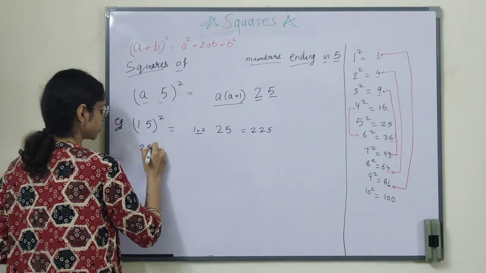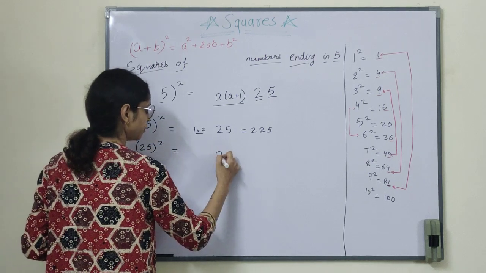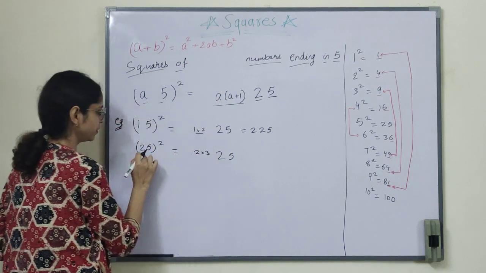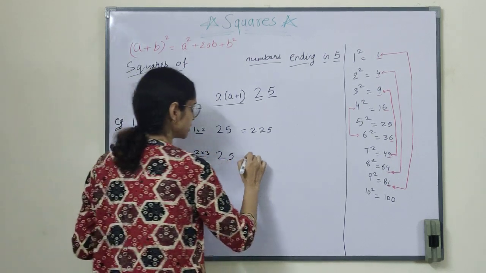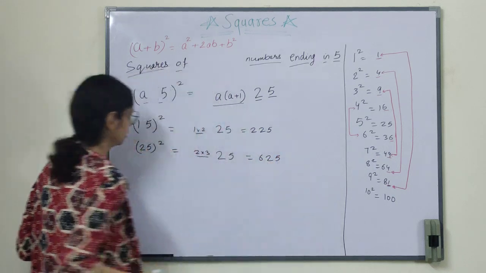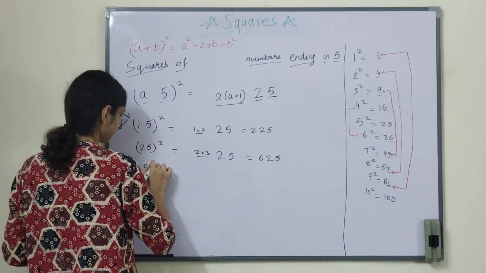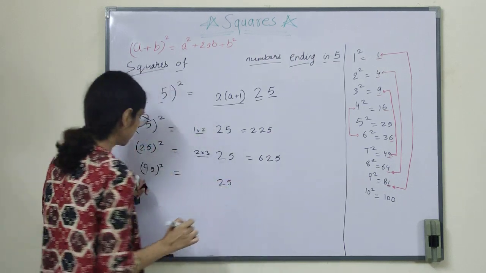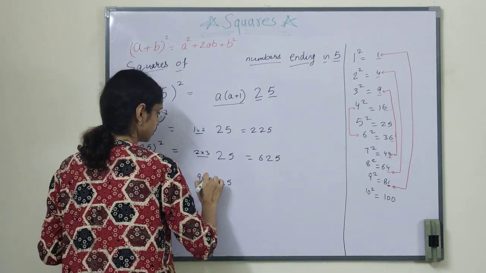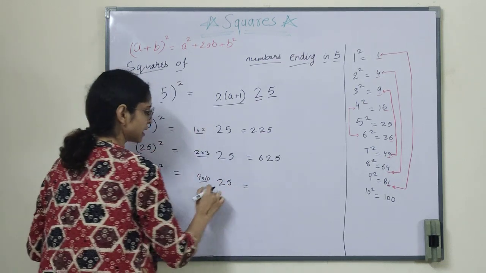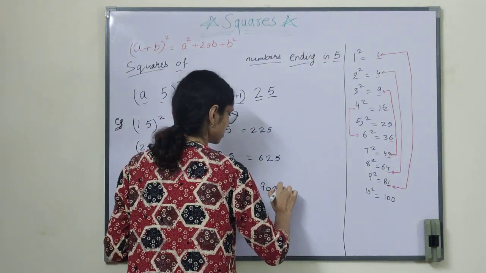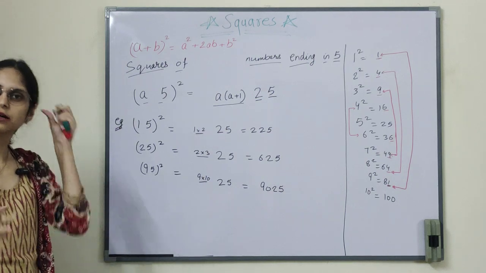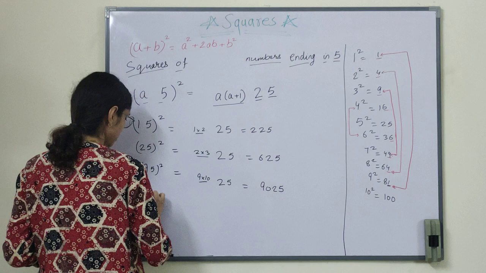Now for example 25 square, write 25 and now it's a times a plus 1, that means 2 times 3 because the number over here is 2, you multiply with 3. 2 times 3 is 6, so the answer will be 625. 95 square if you want. Same thing over there, you write 25. Because this number is 9, you do 9 times 10. 9 times 10 is 90, so 9025 is the square of 95. Now let's dive into bigger numbers. Let's take a 3-digit number. For example, 115 square.